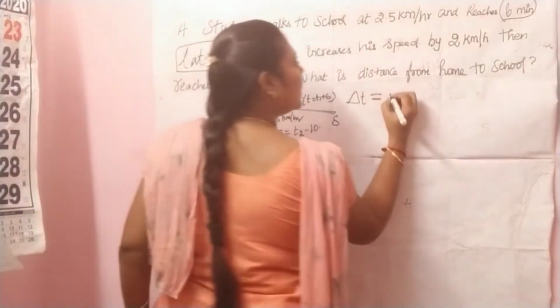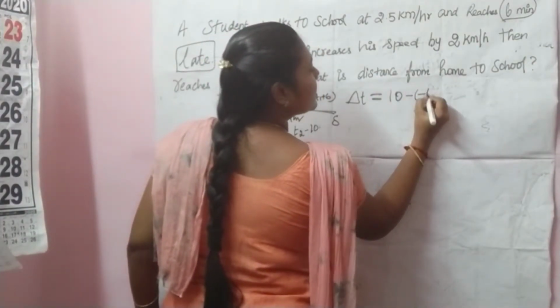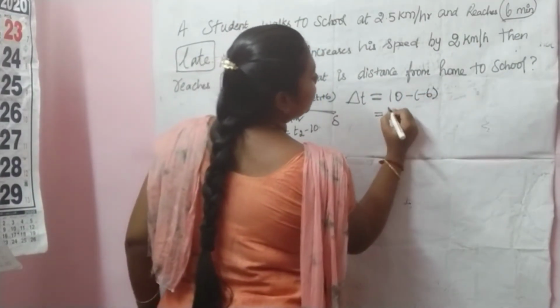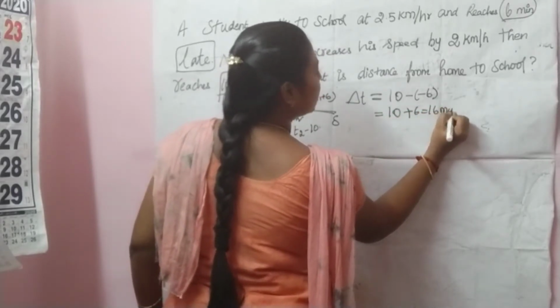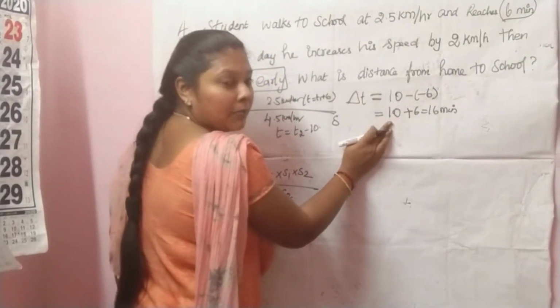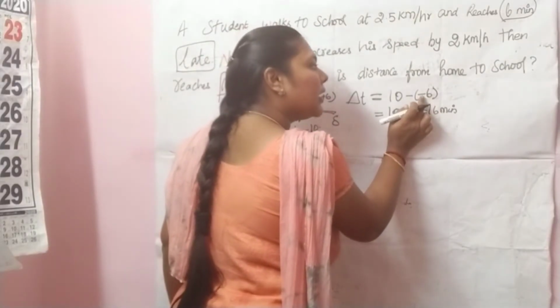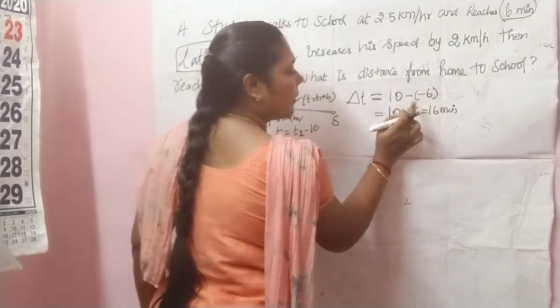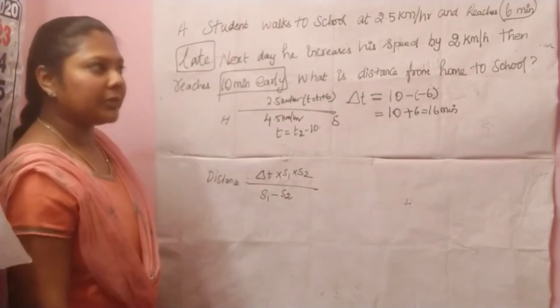Here, 10 minutes early and 6 minutes late. So 10 minutes early is plus 10, and my 6 minutes late is minus 6, which means 10 plus 6 is 16 minutes. So this is early, and I am putting it in plus sign, and 6 minutes late I am putting in minus 6. Therefore plus into minus is plus. Therefore del t is 16 minutes.